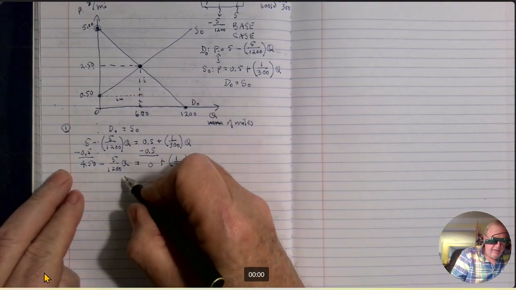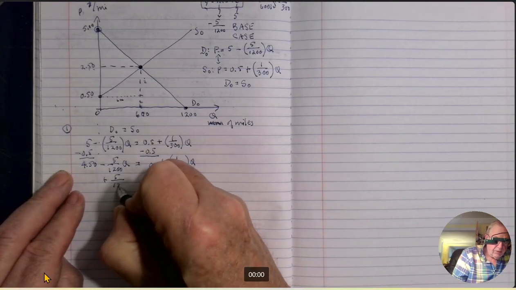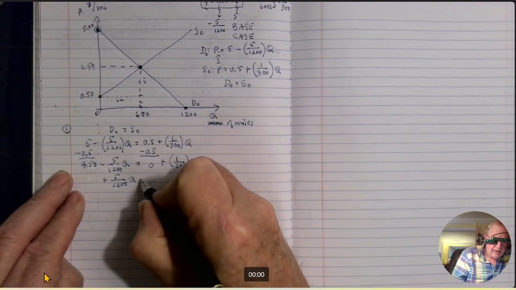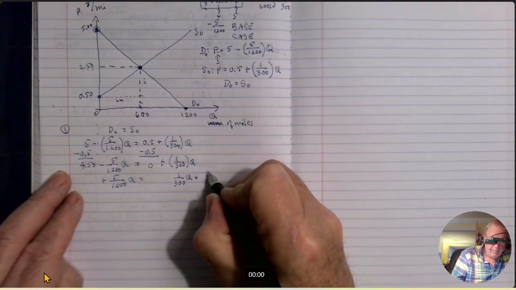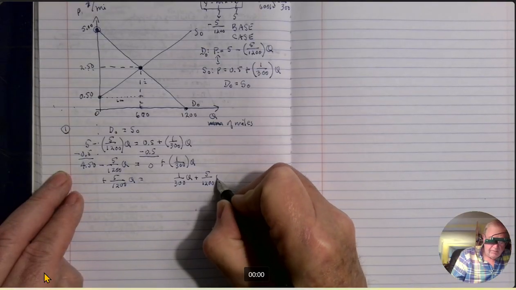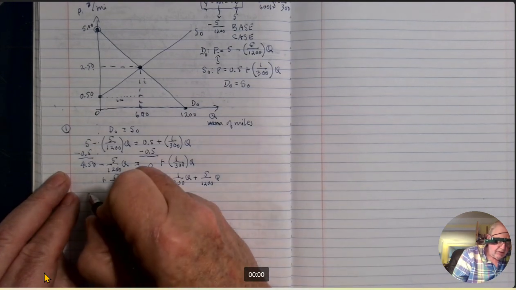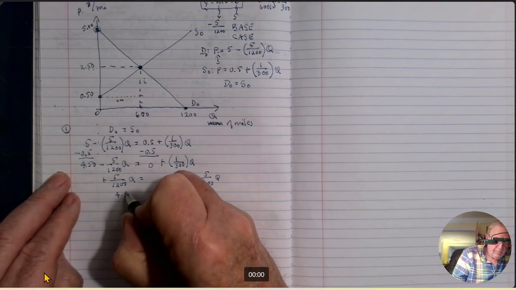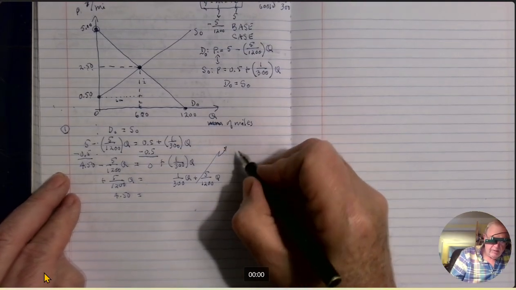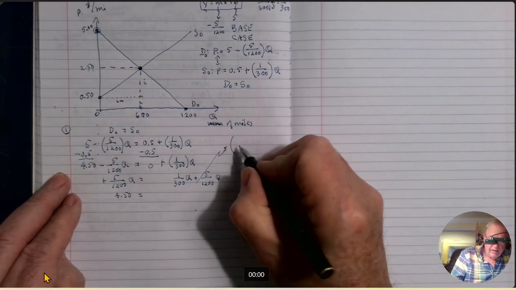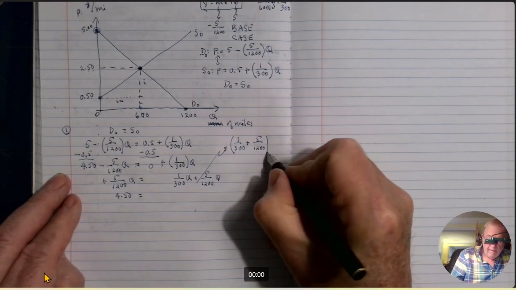Okay, and now we're going to add 5 over 1200 Q to both sides. And we will clear this market. And of course, now we have 450 here. That remains. Equals, well, let's just do this up here. You can take Q out of both of these and combine 1 over 300 plus 5 over 1200 times Q.